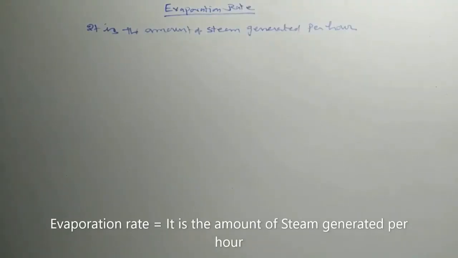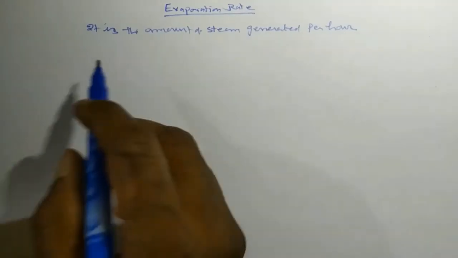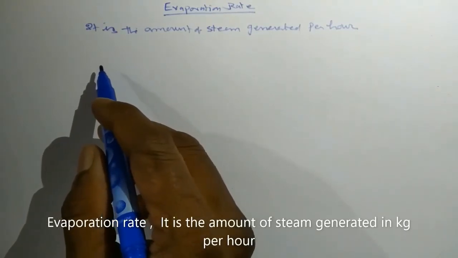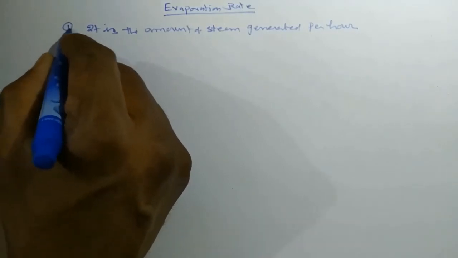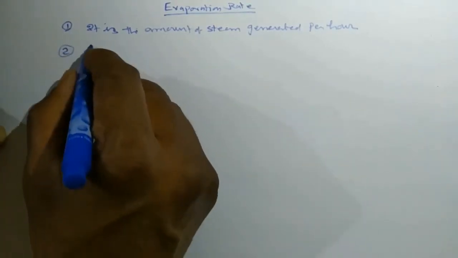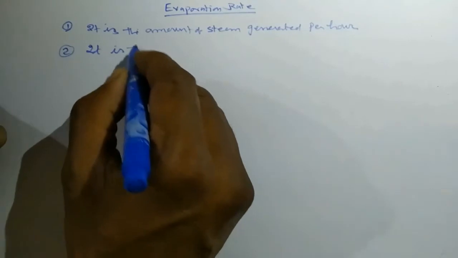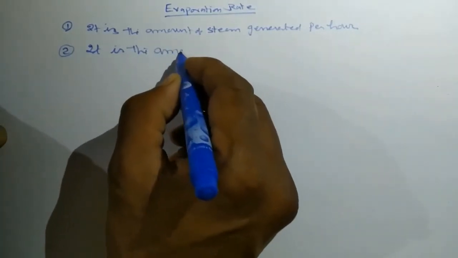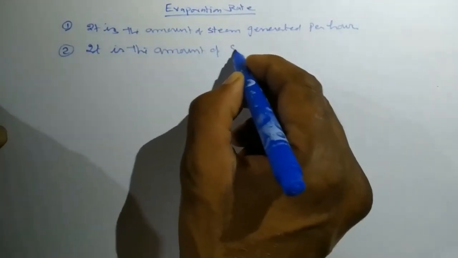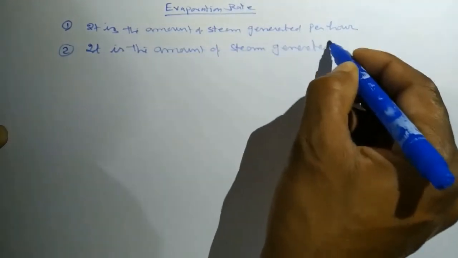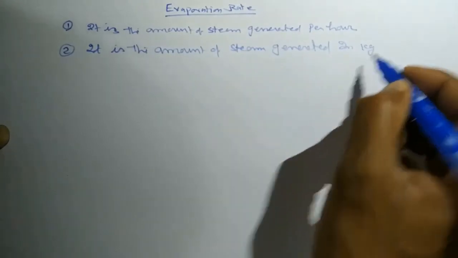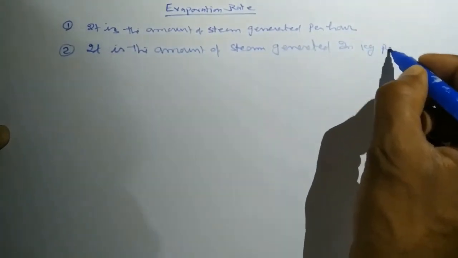It is the first or initial definition: it is the amount of steam generated per hour. And the second one is it is the amount of steam generated in kg per hour. We can write here 1 and also 2. It is the amount of steam generated in kg per hour.